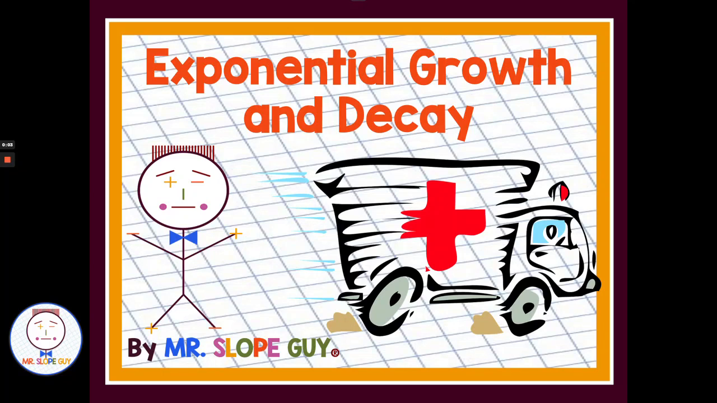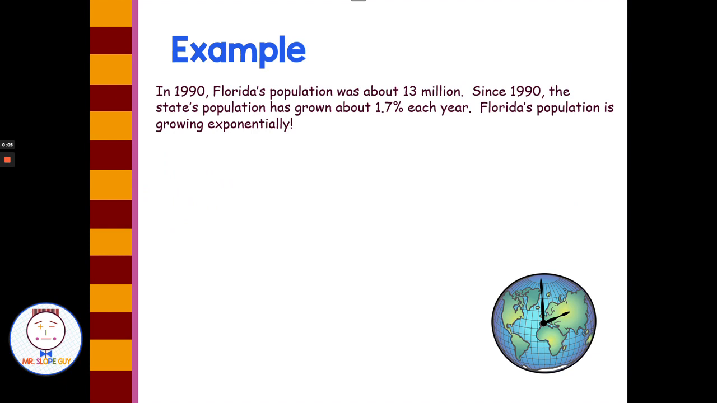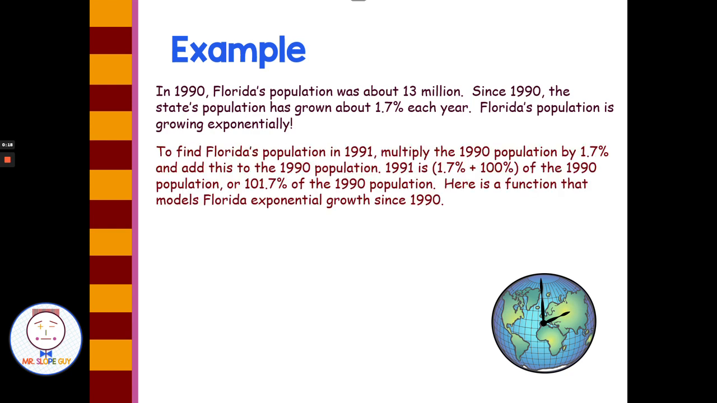Exponential growth and decay. So let's look at an example. In 1990, Florida's population was 13 million. Since 1990, the state's population has grown 1.7% each year. Florida's population is growing exponentially.